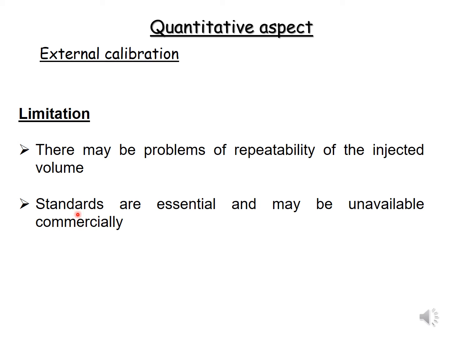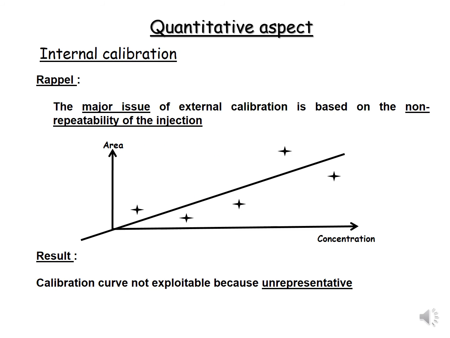So in that case, we use another calibration, which is internal calibration. There is another limitation, which is the standards, because standards are essential and may be unavailable commercially. In that case, you use some other detector, like mass spectrometry, for example. So you have the possibility to use internal calibration to correct the injected volume.